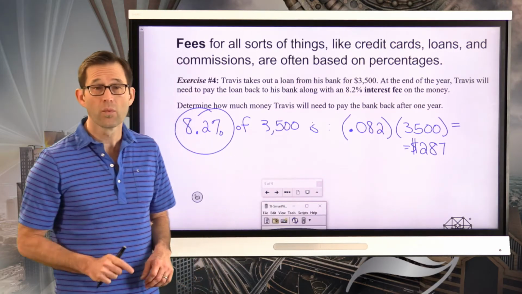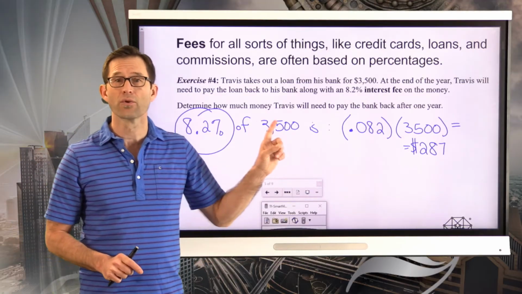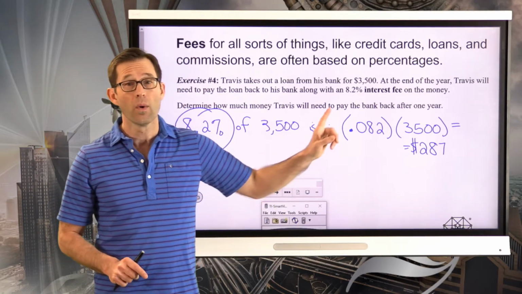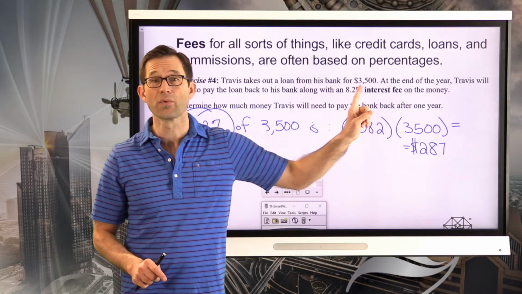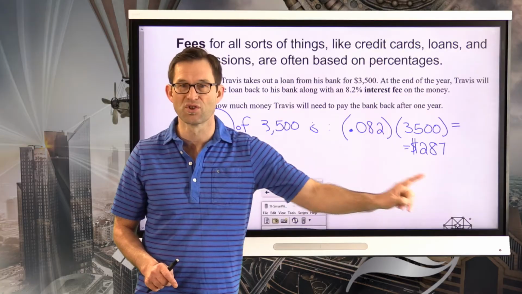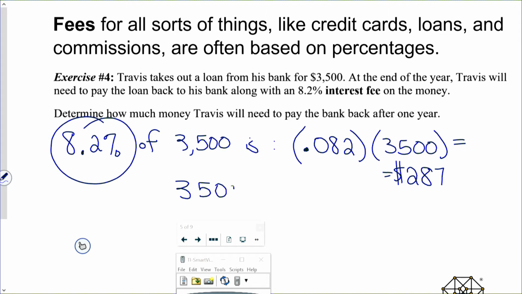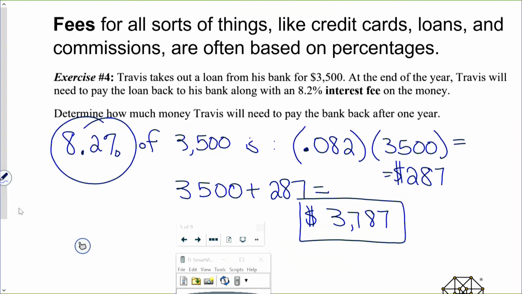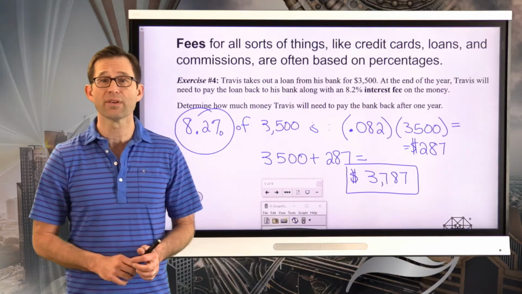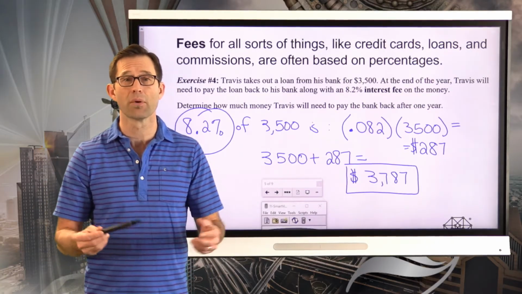All right, now, we're not done with this problem. Right? It says, how much money will Travis need to pay the bank back after a year? Well, it's not $287. It's $3,500 plus 287. So at the end of the day, we still need to get our final answer, which is 3,500, because you got to pay back the original amount they owe you, plus the 287. And I think I can maybe do this without a calculator. That's going to be $3,787. That needs to be paid back at the end of the year. 3,500 of it was just what they loaned Travis, and the $287 was the interest applied to the loan.